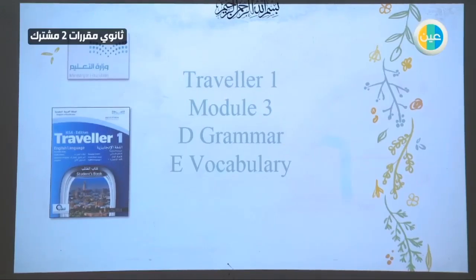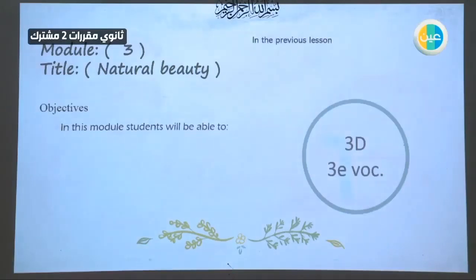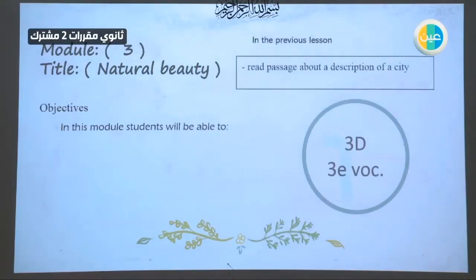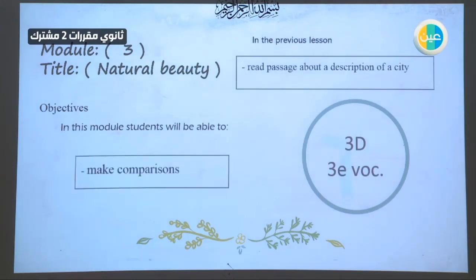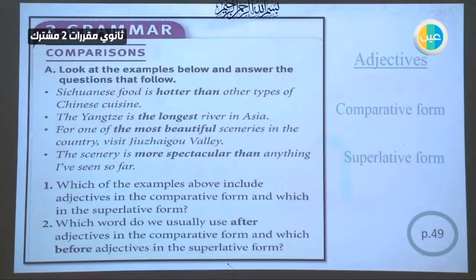Today's book is Traveler 1, Module 3, Grammar Part D and Vocabulary Part E. Now, in the previous lesson, we read a passage about a description of a city, and today one of the objectives is to make comparison. It's very common to describe people or places. Today we're going to take that lesson, how to describe different kinds of nouns.